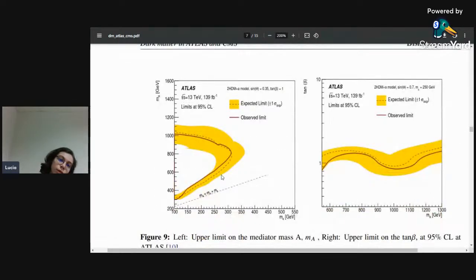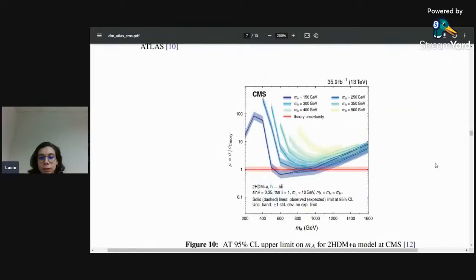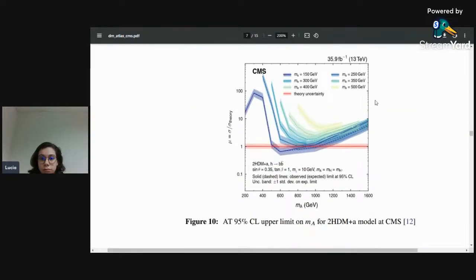So they do an exclusion region as they did with the mono Z, excluding the mass of this pseudoscalar A and this other minor pseudoscalar A. And this is a plot regarding the tangent of beta, so the relation with the two vevs. That is a new plot from the ATLAS, and this is from the CMS. Yes, it's a really beautiful plot.